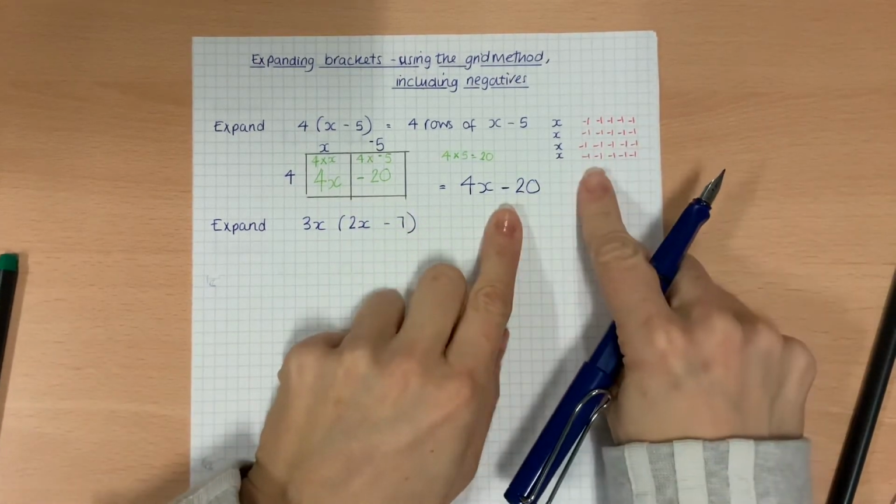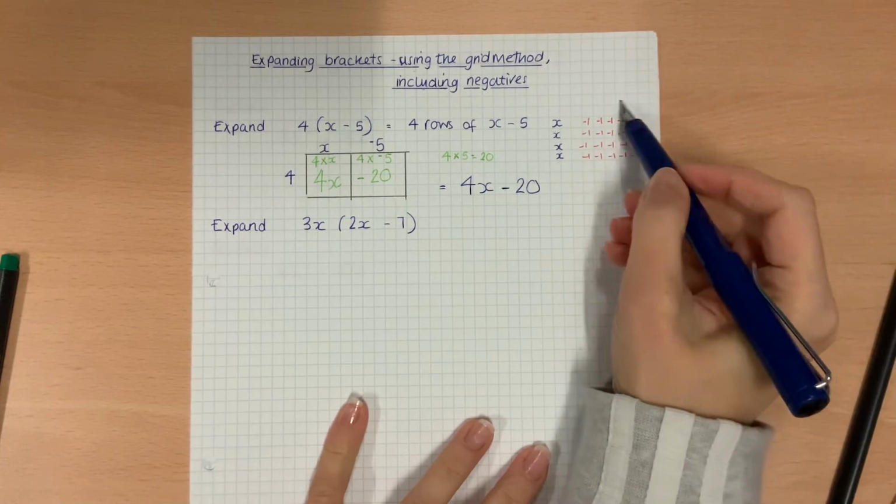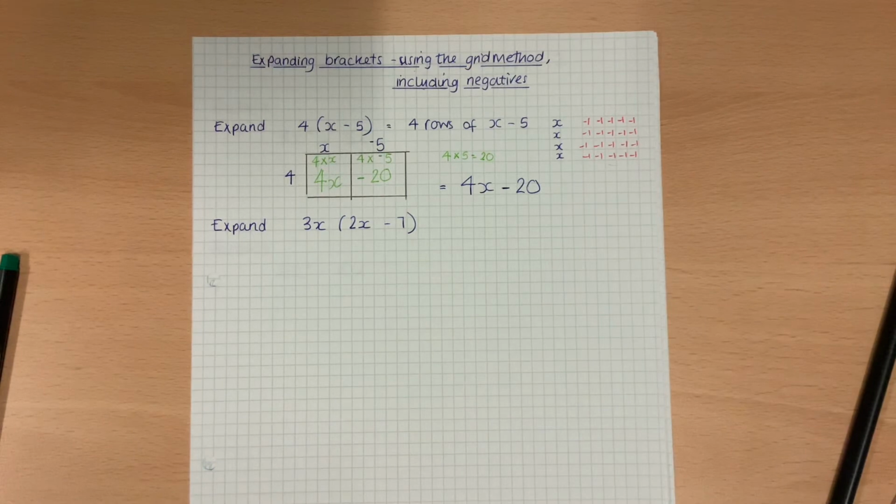Now, does this match my answer up here? Well, yes, it does. I've got 4 x's and I've got 20 negative 1s. So that is correct.